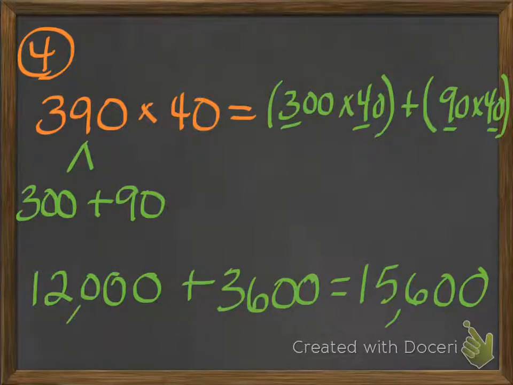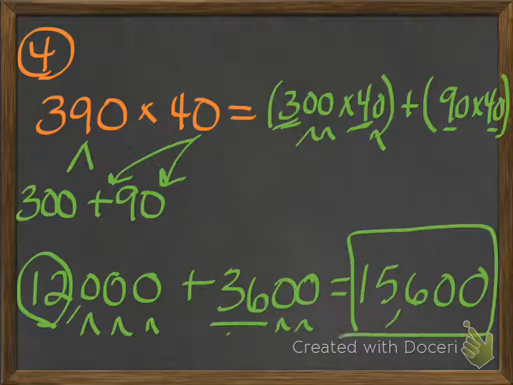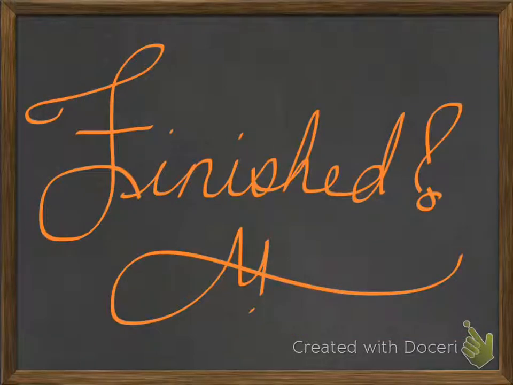Okay, so it makes more sense to break the 390 into 300 plus 90, and then you're going to multiply the 300 times 40 and the 90 times 40. So I multiplied 300 times 40, underline the digits that are not 0, so 3 times 4 is 12, and then tack on 1, 2, 3 zeros. Then I multiplied 90 times 40, 9 times 4 is 36, and then tack on 2 zeros to get 3,600. Add those two numbers together and you get 15,600.